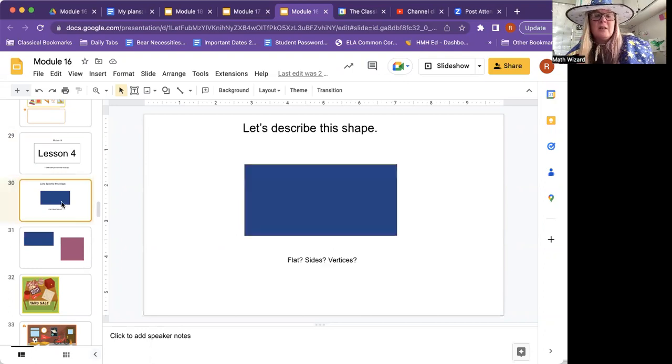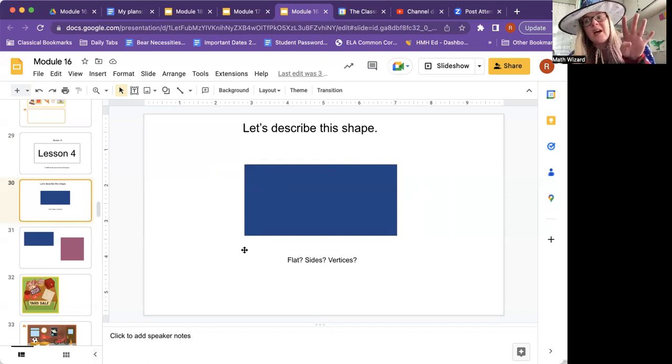All right, so let's look. This is a rectangle. It's flat. How many sides does it have? 1, 2, 3, 4. It has 4 sides, just like a square. But does it have equal sides? No, that has a long side and short sides. 2 long, 2 short, right? How many vertices does it have? 1, 2, 3, 4. 4 vertices or 4 corners.